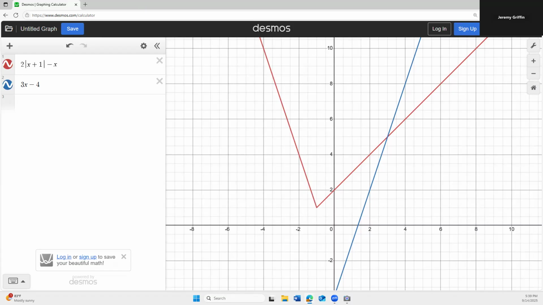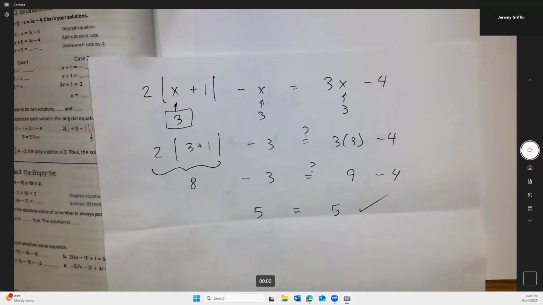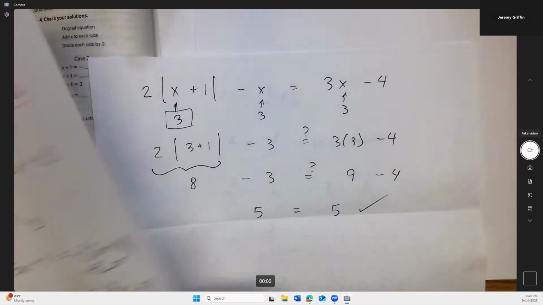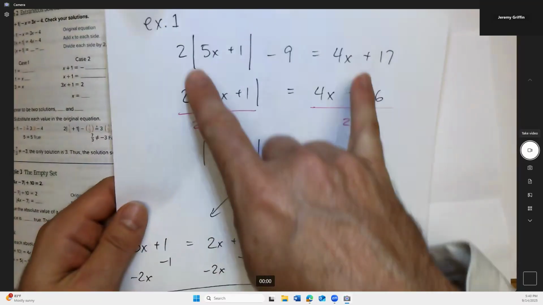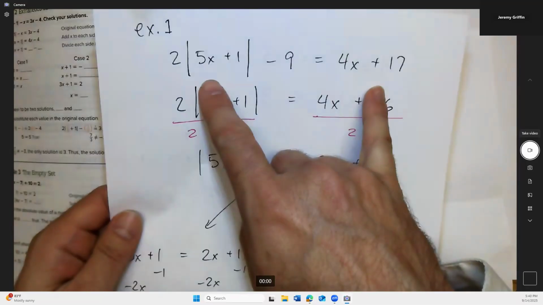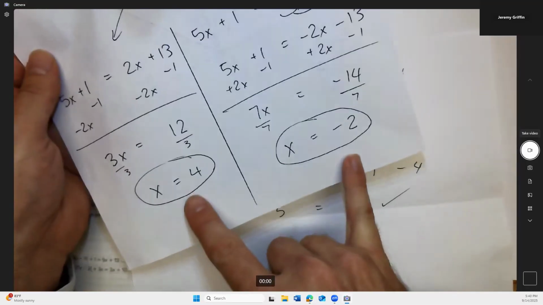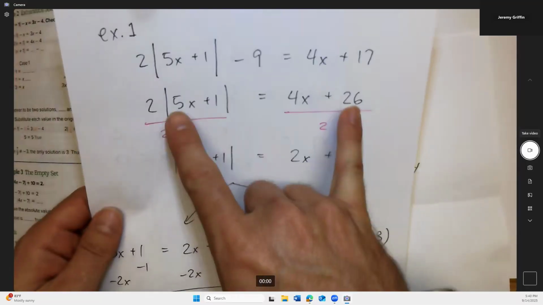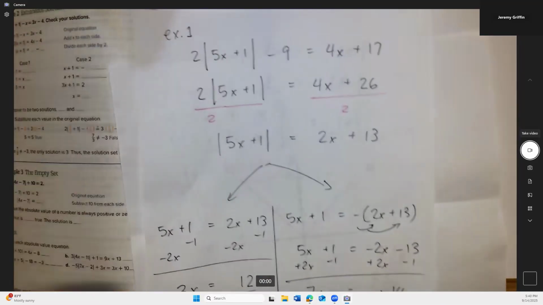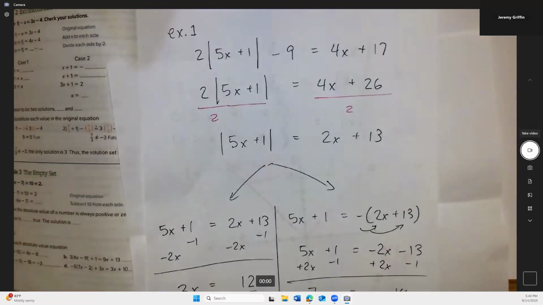Now, I'm going to backtrack back to example one. Remember, we did this one a few minutes ago. Remember how there actually were two solutions and they both worked? So what would that look like on a graph? Because if it does work, then there should be two places where it crosses.